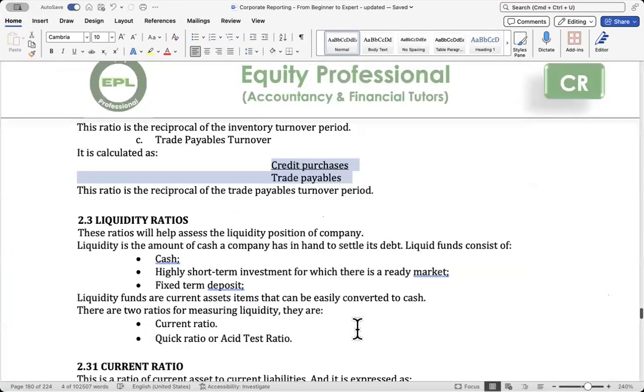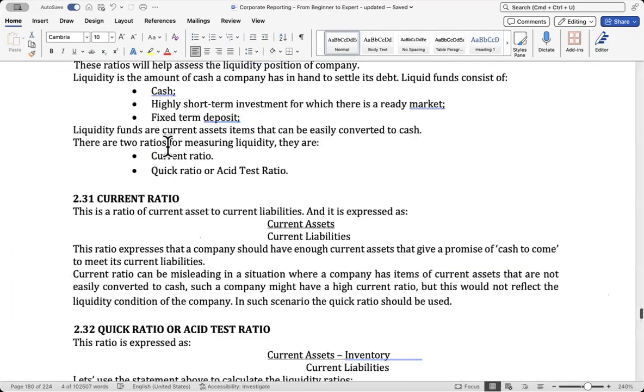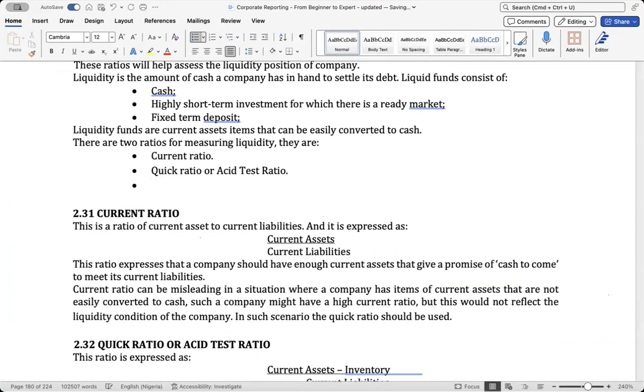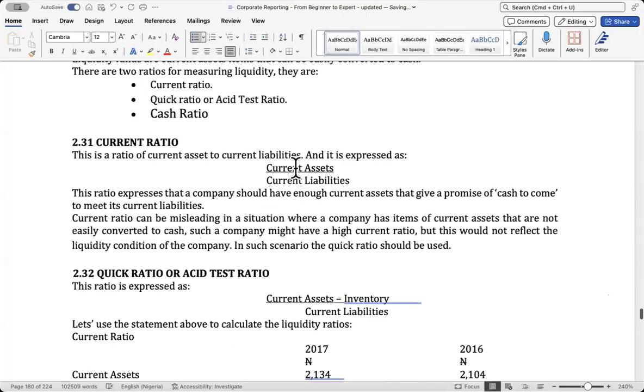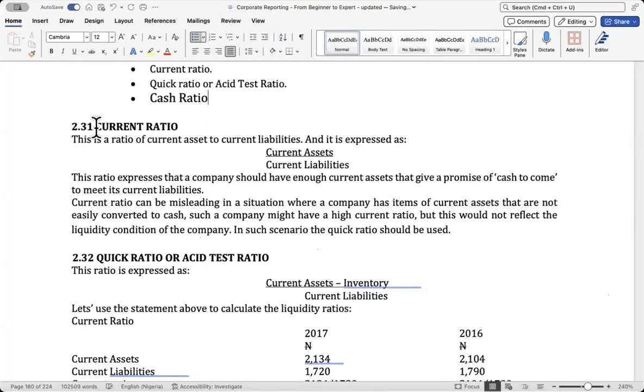Another one is liquidity ratios. There are like 3 of them. There's current ratio, quick ratio, and cash ratio. So the current ratio looks at whether a company has sufficient short-term assets or current assets to settle current liabilities. So it's current assets over current liabilities.